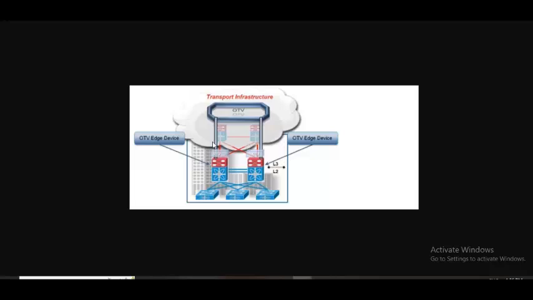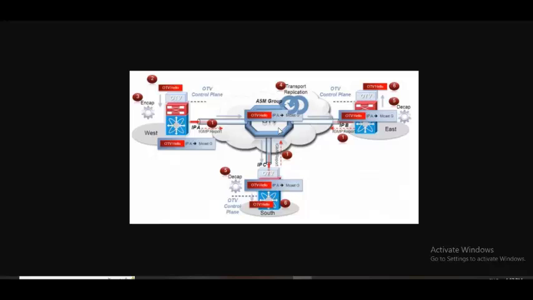OTV edge device can be positioned in different part of the data center. The choice depends on your site network topology. In the above figure, the edge device is in the aggregation layer, not in the edge, not in the core. Next, we just saw what is edge device. Now, what is internal interface?